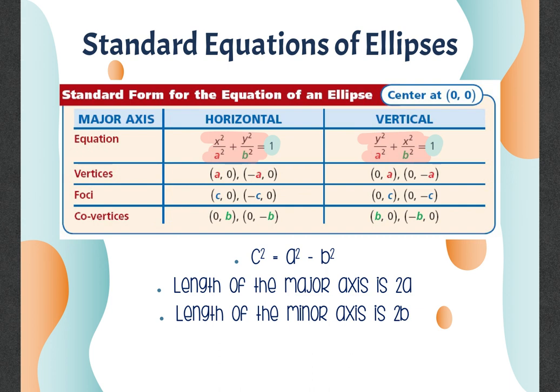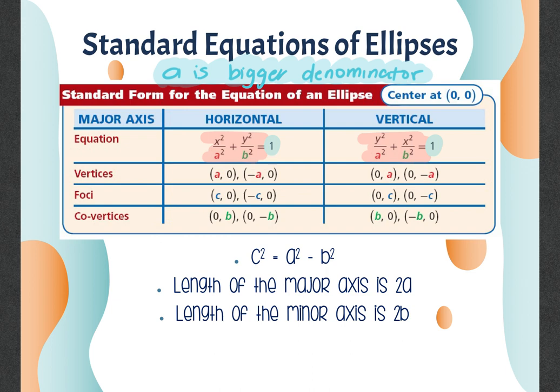The A is the bigger denominator. And that's also really important, so add it on there. A is the bigger denominator, and that's what's going to determine if it's horizontal or vertical.